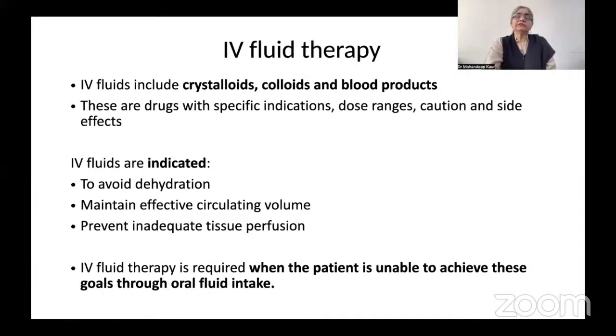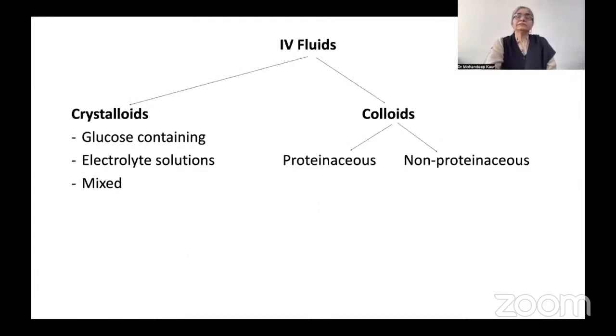And we have to institute IV fluid therapy when hydration, effective circulating volume, and tissue perfusion are not adequately maintained by the oral fluid intake. So that is when we give these IV fluids to the patient. Now, the IV fluids are mainly divided into crystalloids and colloids. Crystalloids are your glucose-containing solutions, or electrolyte solutions, then mixed glucose with electrolyte solutions. And then we have colloids, which are divided into proteinaceous and non-proteinaceous colloids.